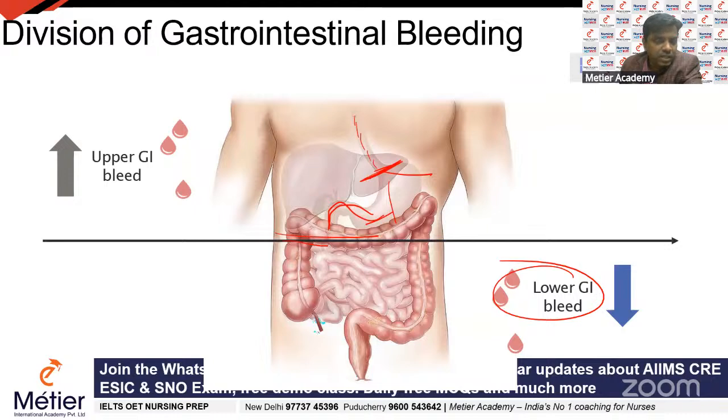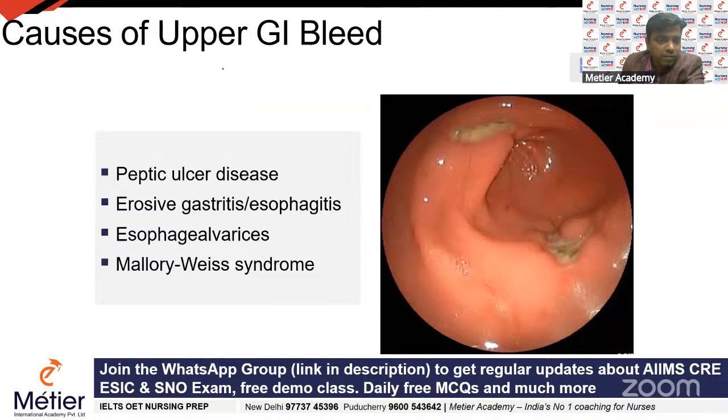So basically, for the differentiation of upper GI bleed, you are going to find out what is the cause of the upper GI bleed. Questions can come like this. The nurse is assessing the patients with upper GI bleed. Which of the following is the cause of upper GI bleed?